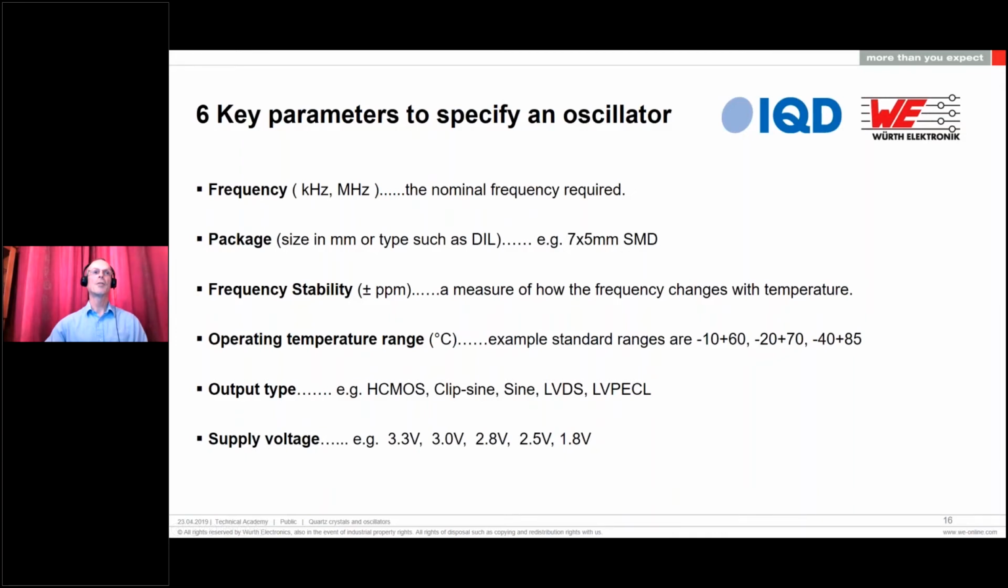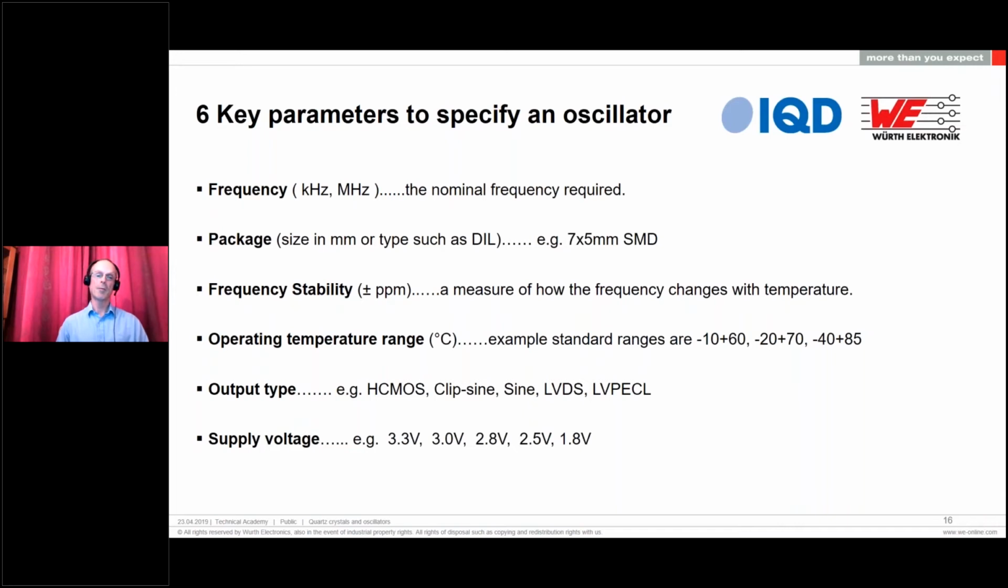A quartz oscillator also has 6 key parameters, slightly different to the crystal, but similar. Of course, number 1 again being the frequency, the nominal frequency you require. Number 2 again is also the package, whether it's a size in millimeters or a type such as dual inline. Number 3, we need the frequency stability. As I said before, this is a measure of how the frequency changes with temperature.